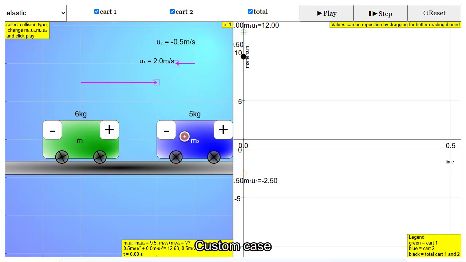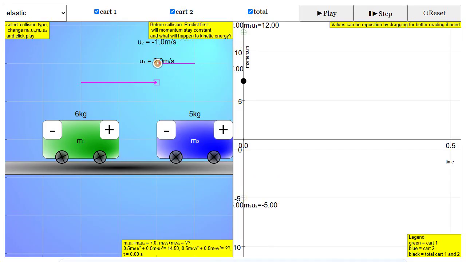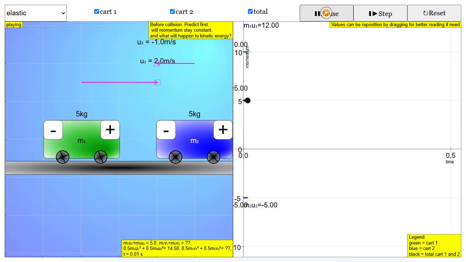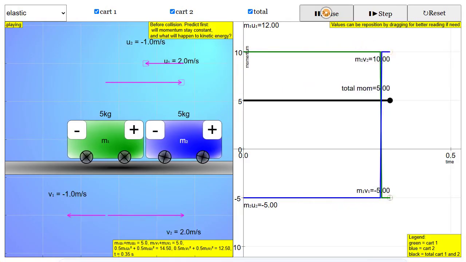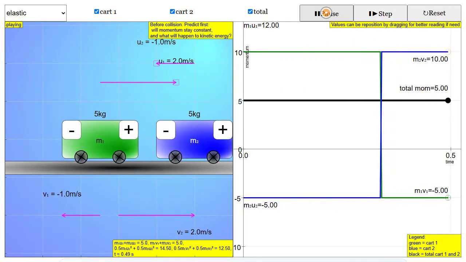In the final custom case, I build a fresh setup by changing masses, positions, and starting velocities again. This is the pattern students should use on their own. Predict first, run the simulation, and then justify what stayed the same and what changed by referring to both the cart motion and the graph.